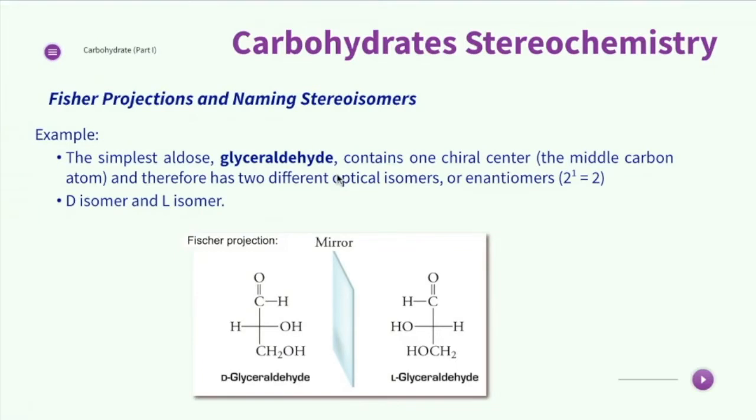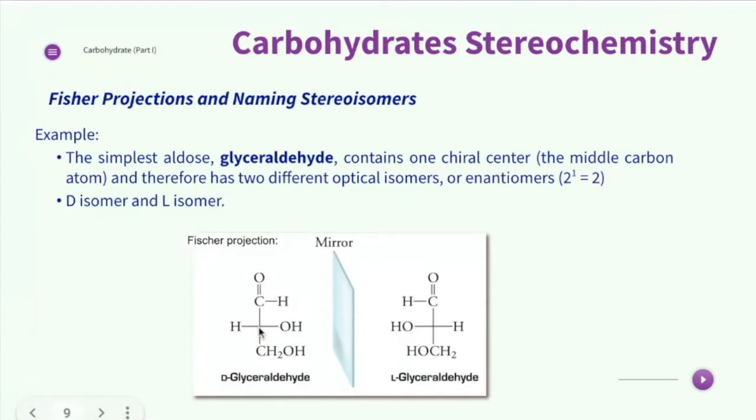The simplest aldose is glyceraldehyde. It contains only one chiral center. So here is the structure of glyceraldehyde, and it has only one chiral center here. So what is the chiral carbon? The chiral center is the carbon attached to 4 different groups: the carbonyl, the hydroxyl, the H, and also the CH2OH, the non-chiral carbon. So there is only one chiral carbon.